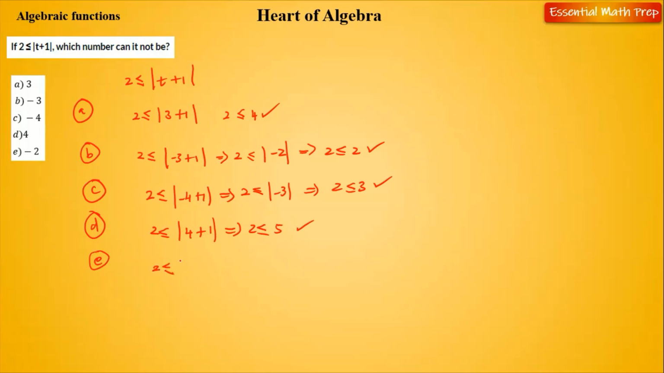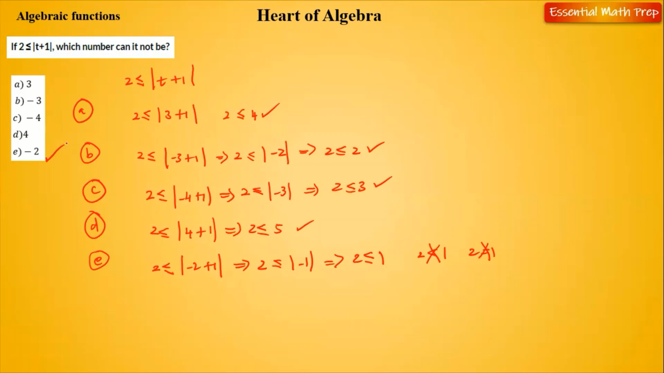So 2 less than or equal to the absolute value of minus 2 plus 1, which is 2 less than or equal to the absolute value of negative 1, which is the same as 2 less than or equal to 1. Well, 2 is not less than 1. 2 is not equal to 1. So under this circumstance, the problem fails. So the correct answer is E, equals negative 2.